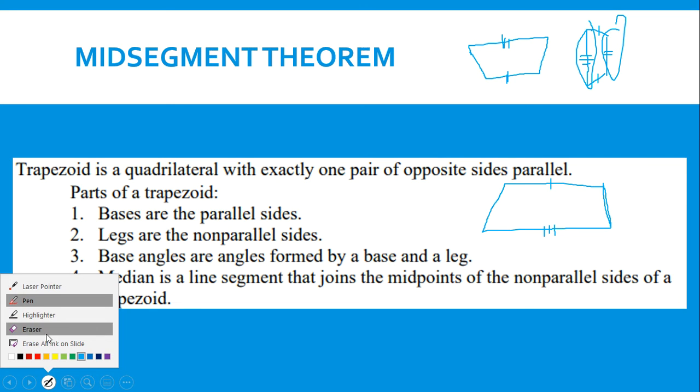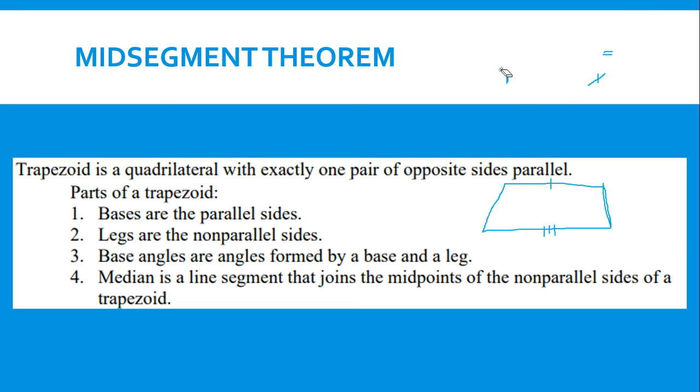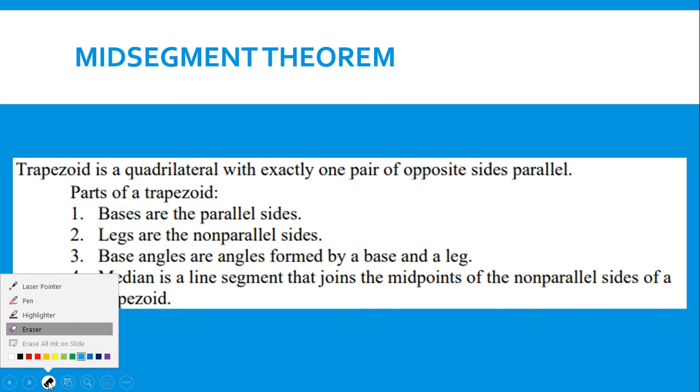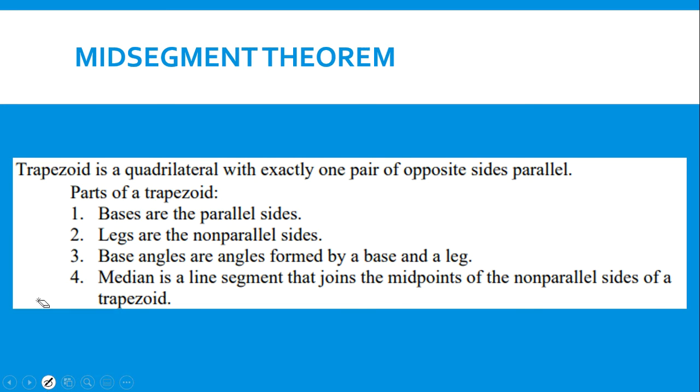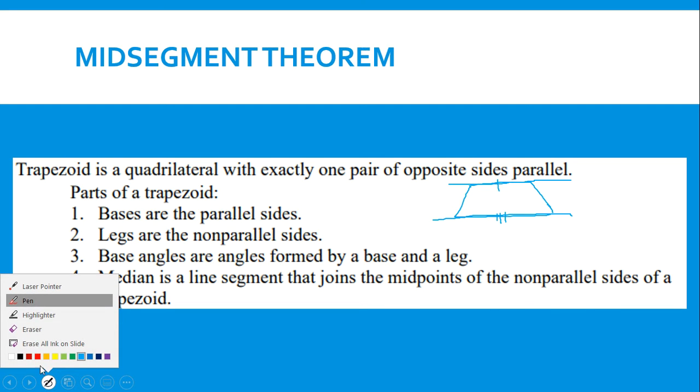How will you know that it is a base of the trapezoid? The main indicator of a base is that they are parallel to each other and they never meet. So if this is the trapezoid, these are the bases, the upper and the lower bases. And if you extend their lines, the upper and lower bases are parallel to each other and they never meet at one point.